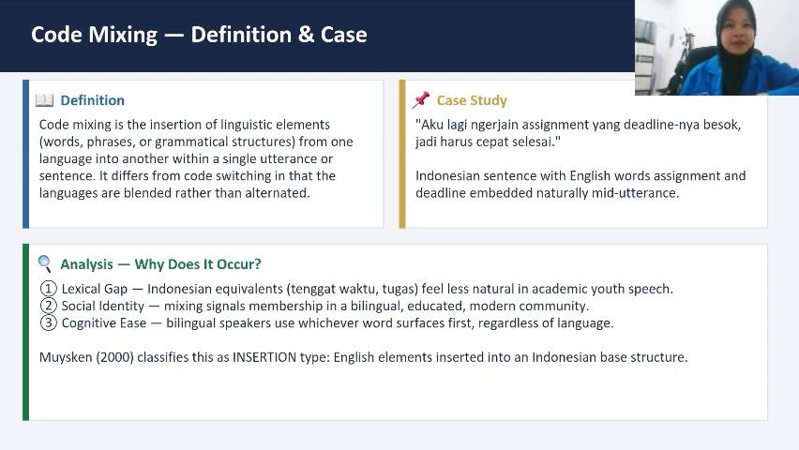Why does this happen? 3 reasons. First, there's a lexical gap. Words like deadline and assignment feel more natural than their Indonesian equivalents in academic youth speak. Second, it's about social identity. Mixing signals that the speaker belongs to a bilingual, educated community. Third, it's cognitive ease. Bilingual speakers use whichever words come to mind first, regardless of language.